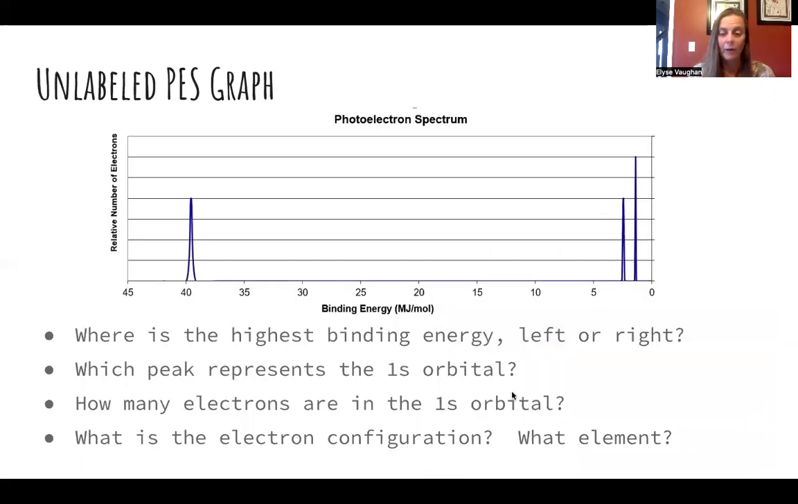Okay, so I want you to think about these questions and we'll go over them in class. I want you to think about where's the highest binding energy on this graph, on the left end or the right end? Which peak represents the 1s orbital? How many electrons are in that 1s orbital? Which peak represents the p orbital and how many electrons are there? What's the electron configuration and what element is this?